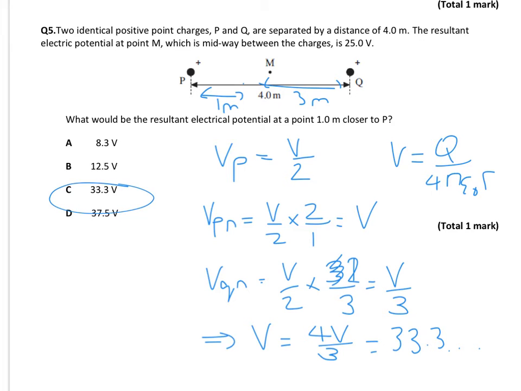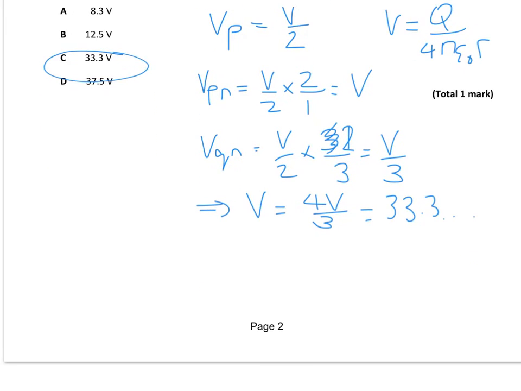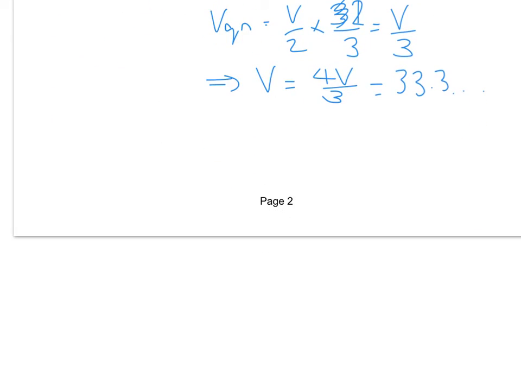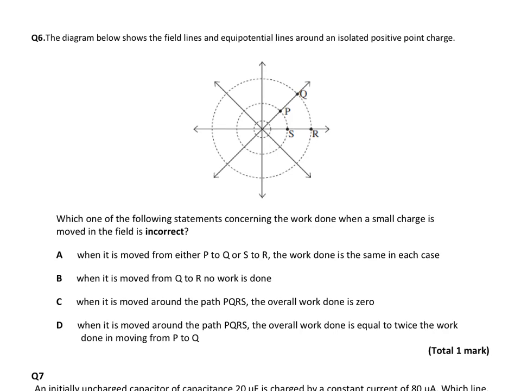Okay. So let's go on to the next question. On the diagram, we've got the field lines and potential lines around a positive point charge. And we want a statement which is concerning the work done when the small charge is moved in the field. And we're looking for the incorrect one.